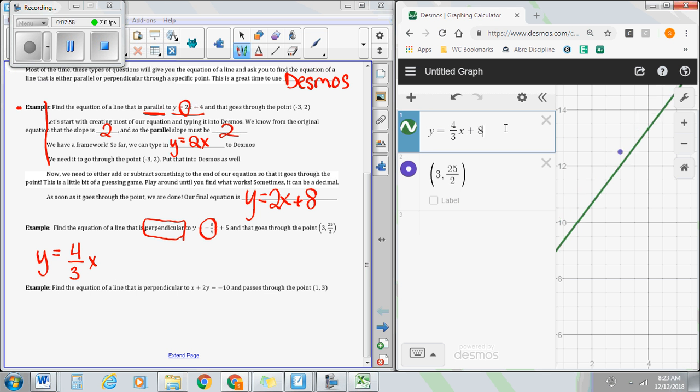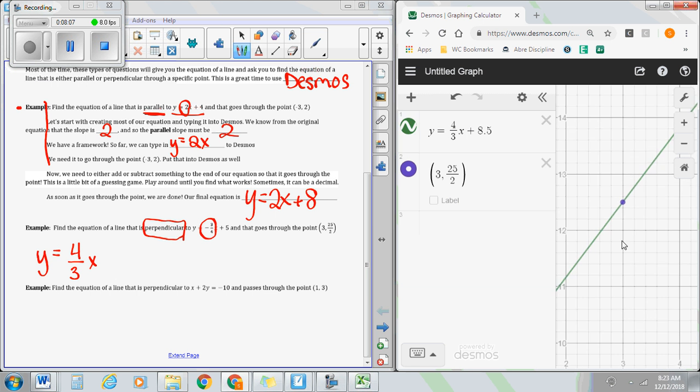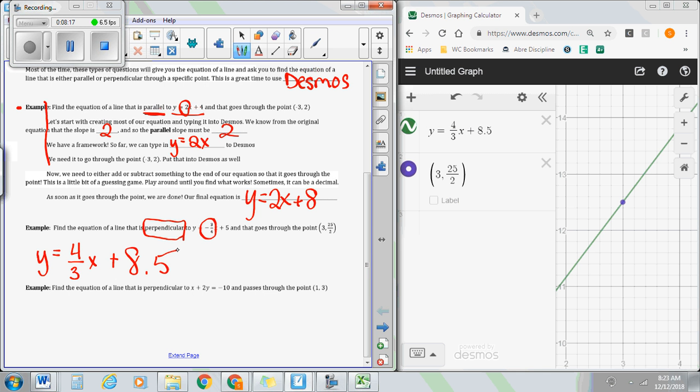So I'm going to go back to 8, and I'm just going to try a decimal. Let's try 8.5. That looks like it did it. And if I zoom in just a little bit more, yeah, that's definitely on the line, smack dab on it. So there is my full equation. Y equals 4/3 x plus 8.5. That's all there is to it.